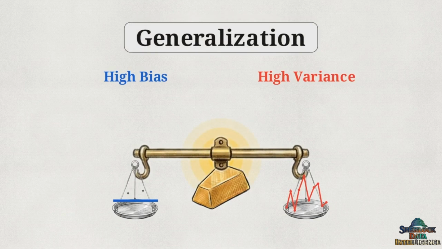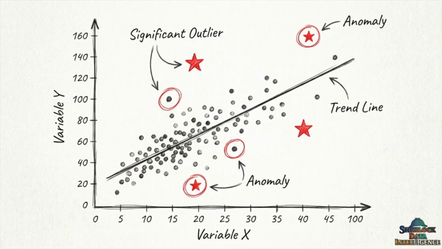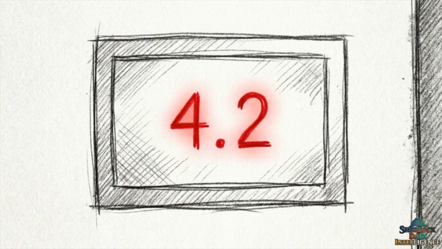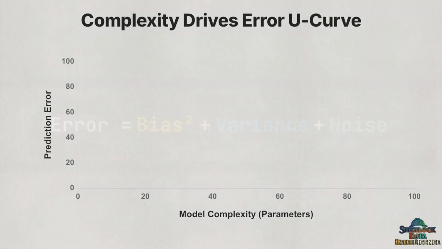We call it generalization, the ability of a model to perform accurately on data it has never seen before. To measure how well a model generalizes, we need a way to score its mistakes. The most common metric is mean squared error. If we break down a model's total error mathematically, it splits into three distinct components: the bias squared, the variance, and the irreducible noise in the data itself. Adding more parameters to a model increases its complexity, and that directly alters those error components.